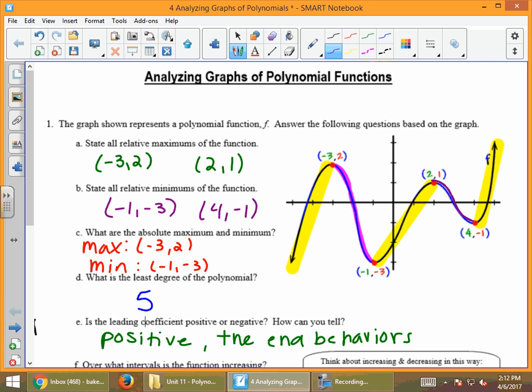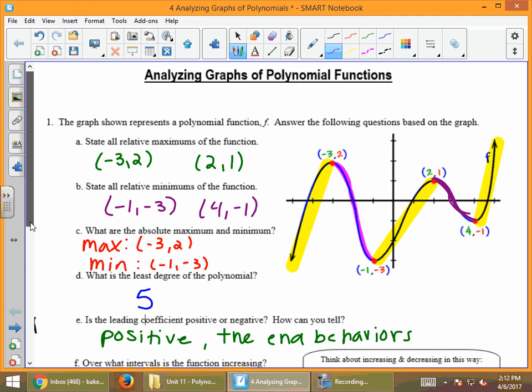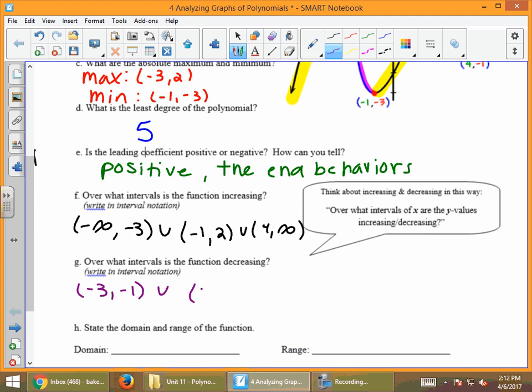Oh, sorry. There's where we are decreasing again. We're going from a high point to a low point. So where do we start decreasing at? 2. And where do we stop decreasing? 2 to 4. We are decreasing. Questions over that?